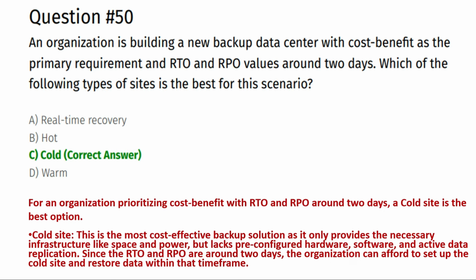So let's check the explanation. For an organization prioritizing cost benefit with RTO and RPO around 2 days, a cold site is the best option. A cold site is the most cost effective backup solution as it only provides the necessary infrastructure like space and power, but lacks pre-configured hardware, software and active data replication. Since the RTO and RPO are around 2 days, the organization can afford to set up the cold site and restore data within that time frame. So that's why the correct answer is C, cold.